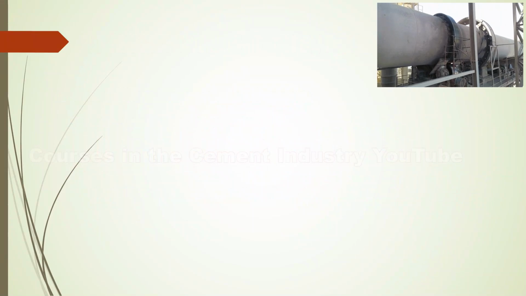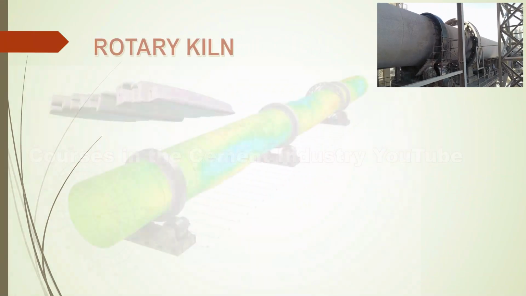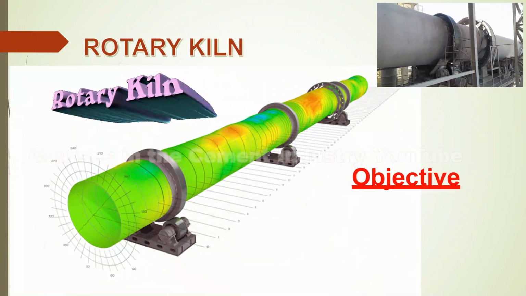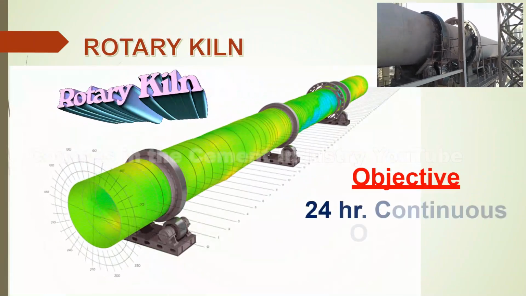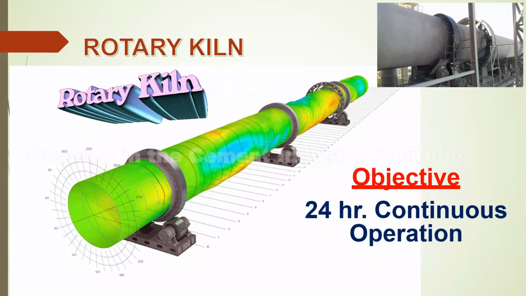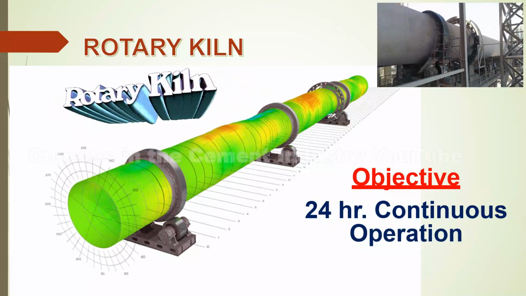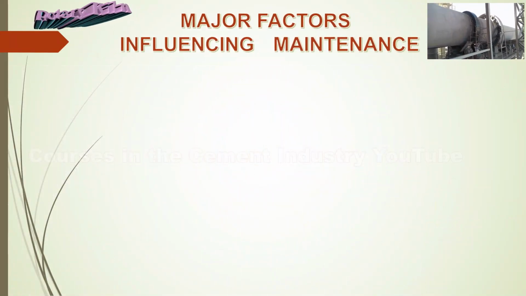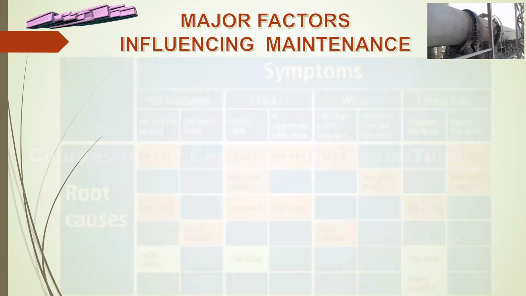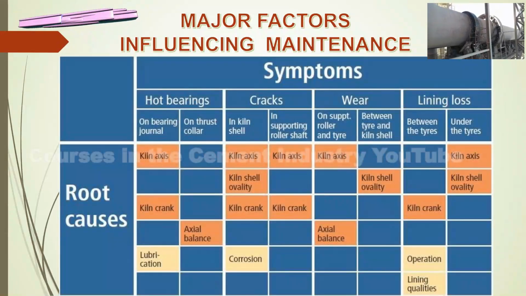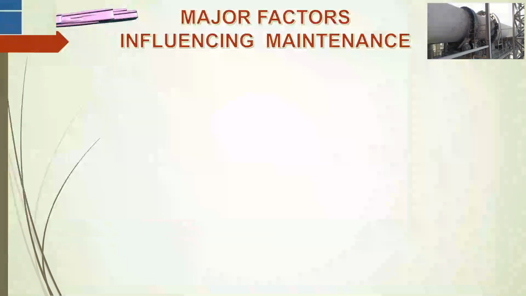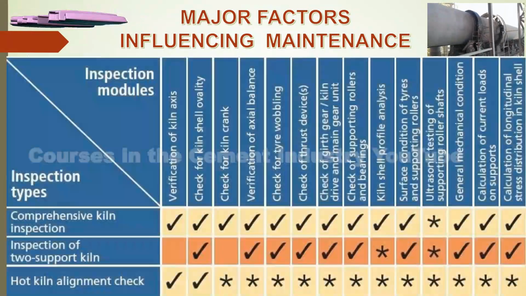In this section we discuss B. Rotary kiln. Objective for rotary kiln: 24 hours continuous operation. Major factors influencing maintenance for rotary kiln. See this table. And see this table.